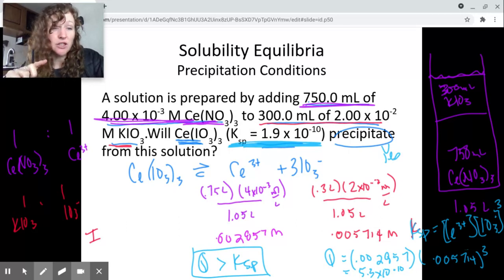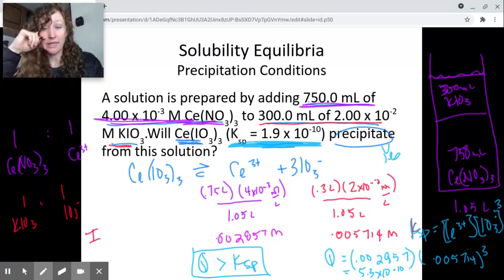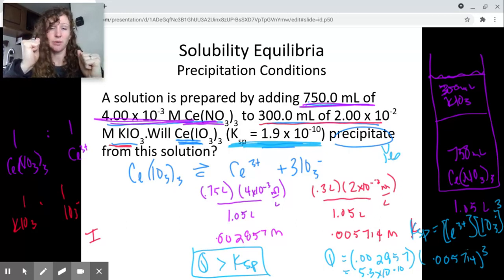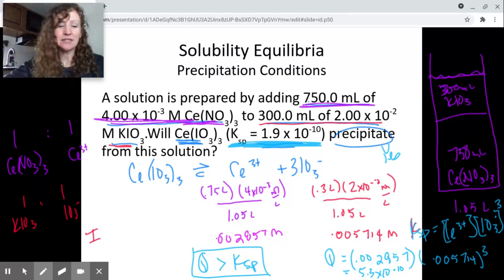Also, because your volume is adding together, your volume is changing, you need to calculate new molarities. You can't just use the old molarities that you have when they were alone in their bottles, right? And then this problem boils down to comparing where we're at initially, which is the Q, to where equilibrium occurs, which is the K. So we're going to compare those two. A lot to keep track of, but we're pros at this point in time, right? We can handle the change in context. Let's look at another one.